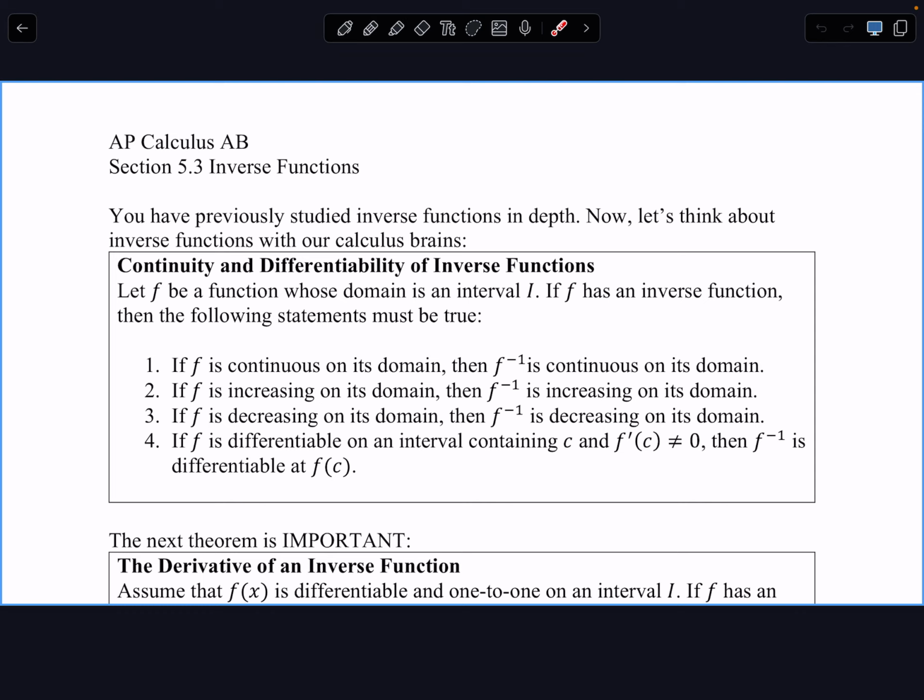Questions so far? Are we okay? Do we remember what an inverse function is? It has to be one-to-one to have an inverse.